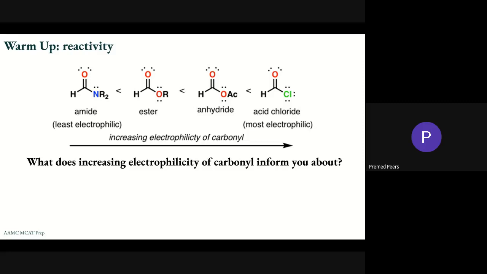But what other thing do you notice about increasing the electrophilicity of the carbonyl? It's something that we talked about last week. I know this is not like multiple choice questions. It's more like something that you think about in terms of the nucleophilicity.